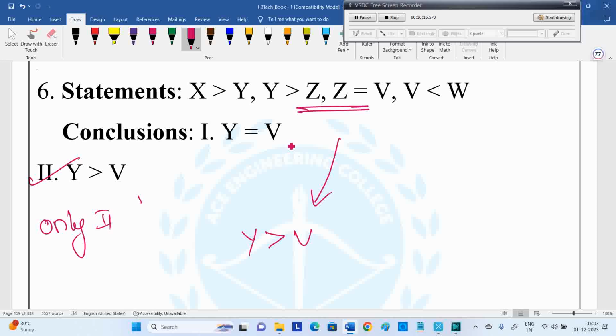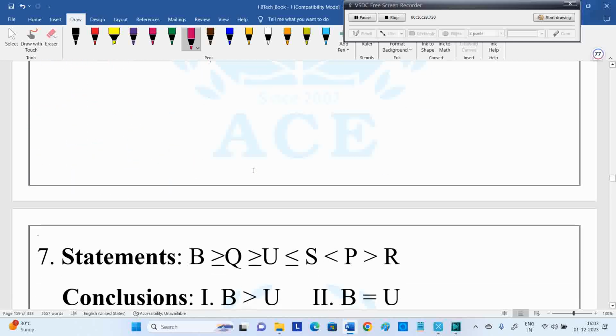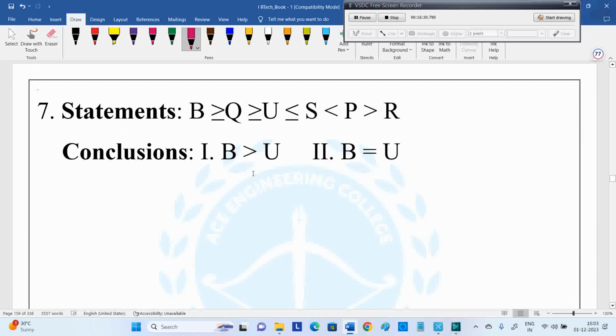To avoid that wrong perception, when our variables are same, always either or. There is a chance. Your statement should decide that. Now, what about this one?